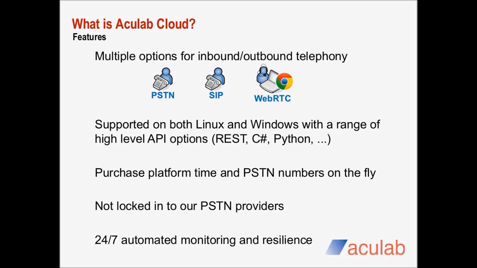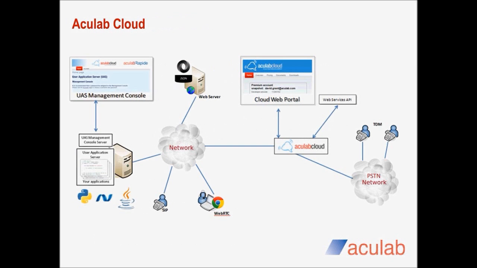So this slide may look a bit complicated, but it's just meant to show you where things sit. The circle in green, which has just come up, shows you where Aculab Cloud sits. So that's the telephony resource pool that we offer. Now, for that resource pool, there's a web portal where you can jump on your Aculab Cloud account and you can monitor and look after things that pertain to your Aculab Cloud account, such as buying numbers and so on.